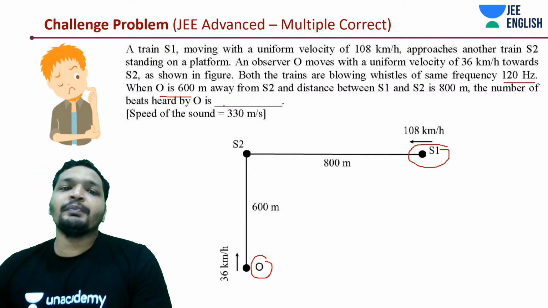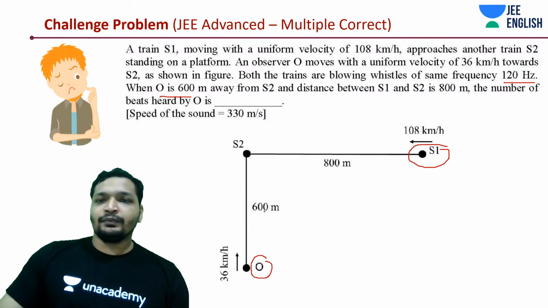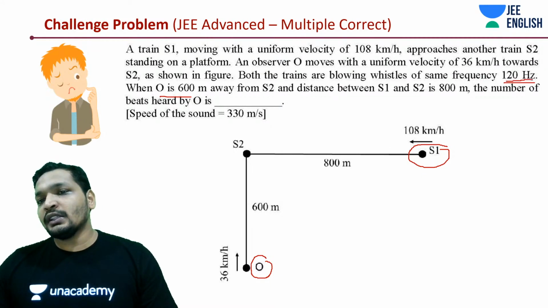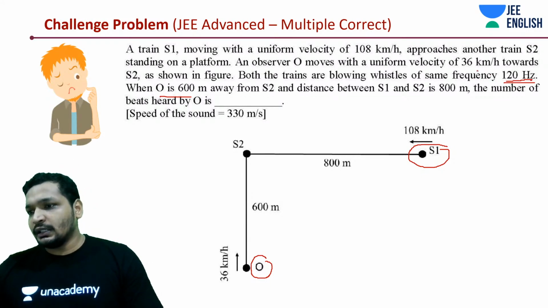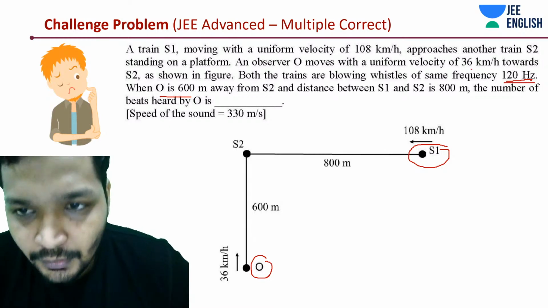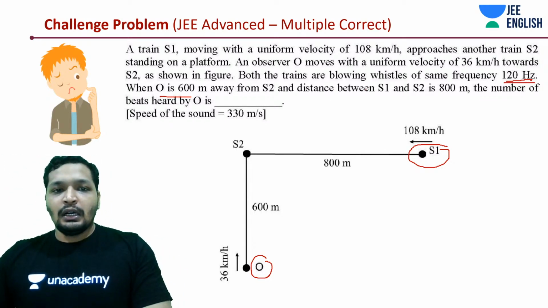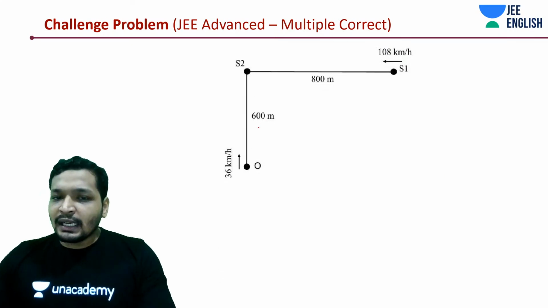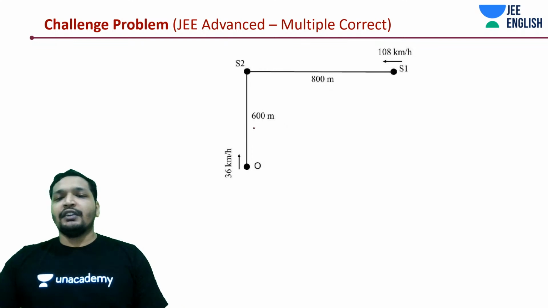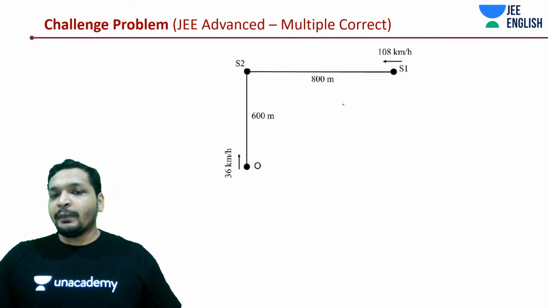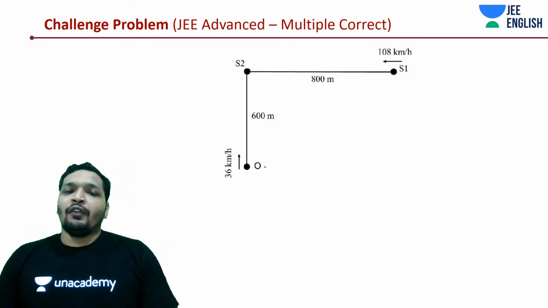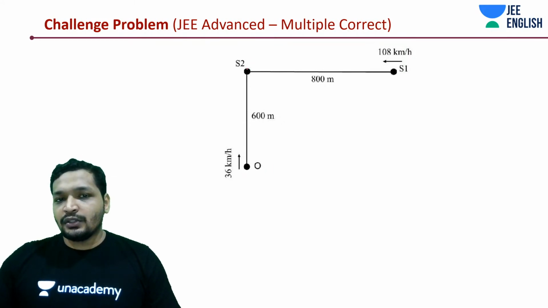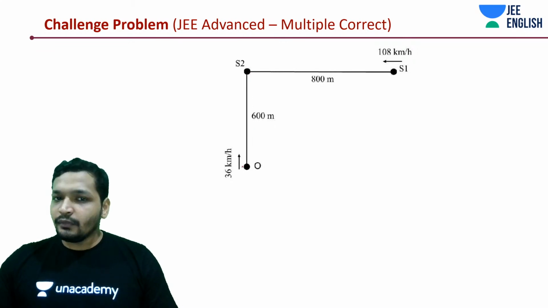So what is the number of beats heard by the observer? Both trains are blowing whistles at the same frequency, 120 Hz. The speed of sound is given to us as the normal 330 meters per second. So let's analyze this question first, and then we'll dive into it. Beats is basically going to be f1 minus f2, for this observer with respect to source 1, and for this observer with respect to S2. Okay, that is it.